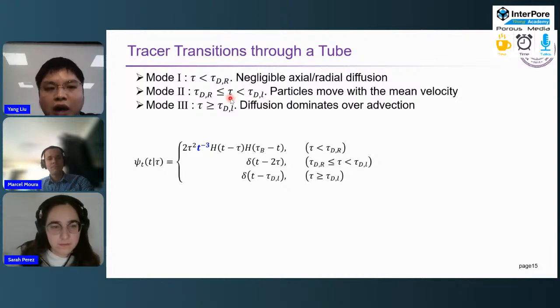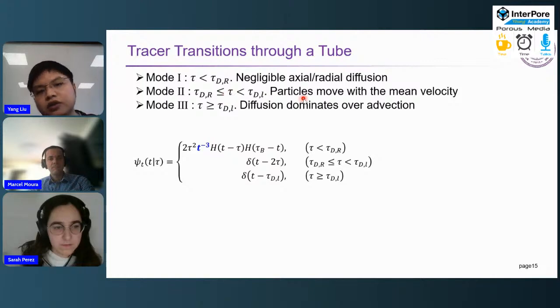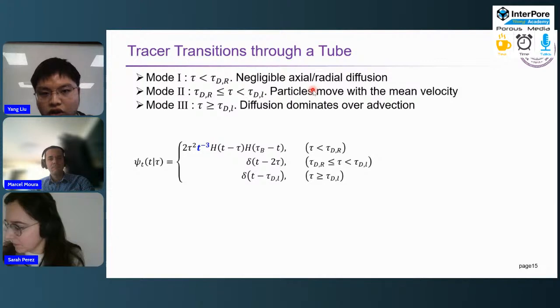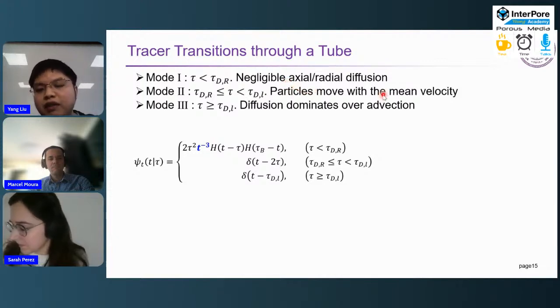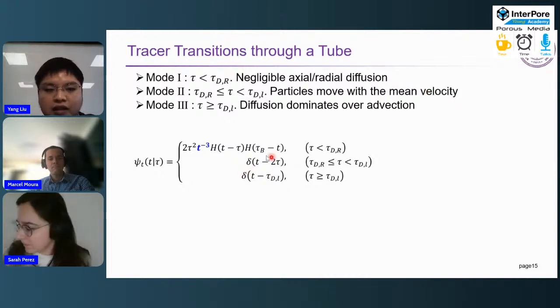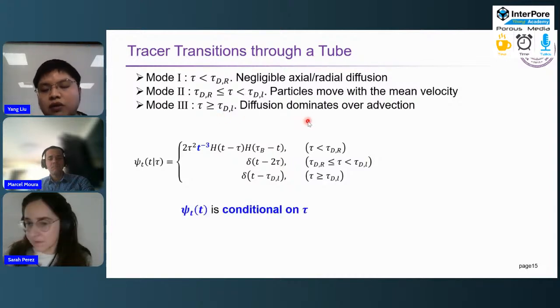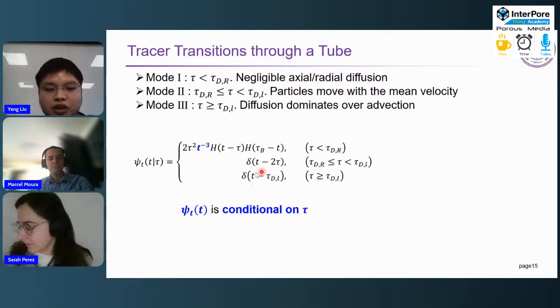condition that the advection time scale is smaller than the longitudinal diffusion time, but larger than the radial one. Under this condition, the solute transport results in Taylor dispersion. So we can see that this tracer cloud moves with the mean velocity. The transition time is highly concentrated near twice the advection time scale. And the third mode occurs when diffusion dominates over advection. So the transition time can be approximated by longitudinal diffusion time.